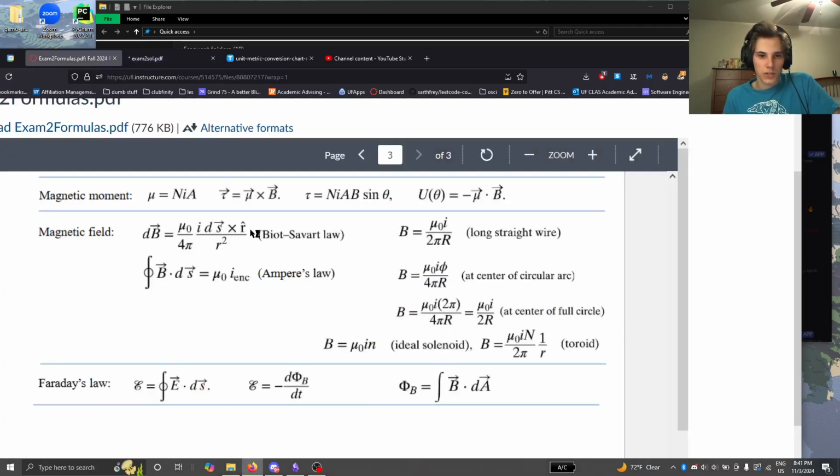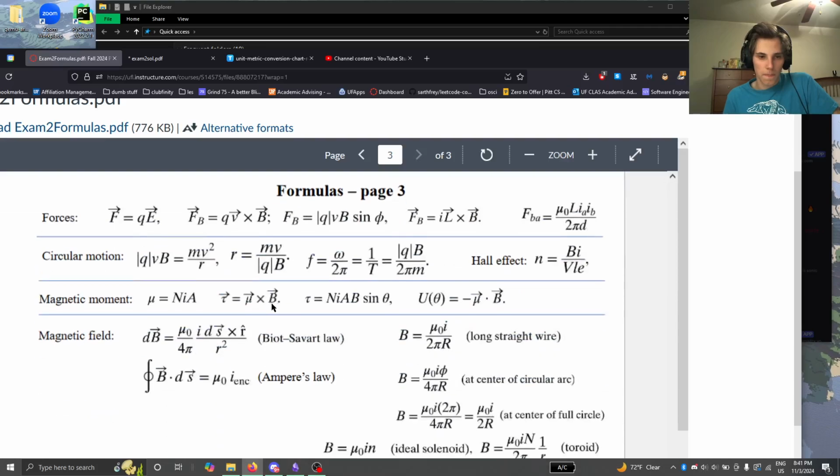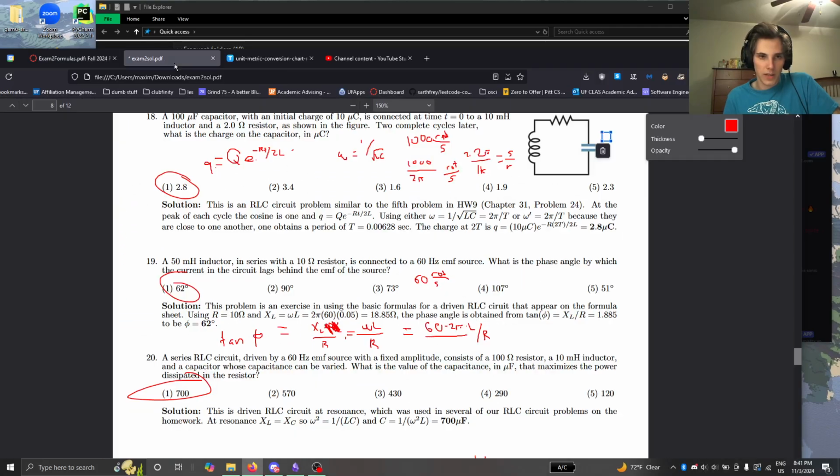Phase angle, just use this formula here, and you can cancel the XC because there's no capacitor. And even though it says EMF source here, this is hertz. So this is actually your rotations a second. So it's just describing the EMF source, but this is not the voltage. This tripped me up as well. You can just use this to find the omega.